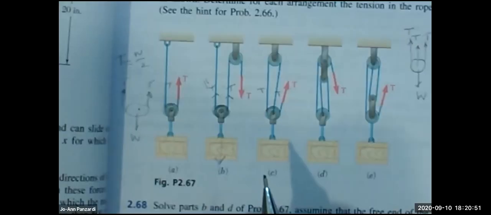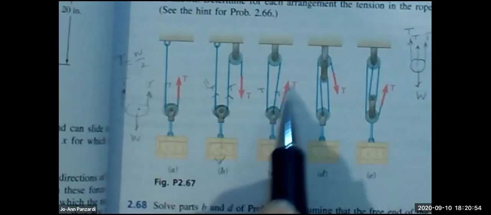I see what you're saying now about the magnitude being the same anywhere in a continuous cable. I'm on board with that now. Yay. Yeah. Amani, what's T equal to here?